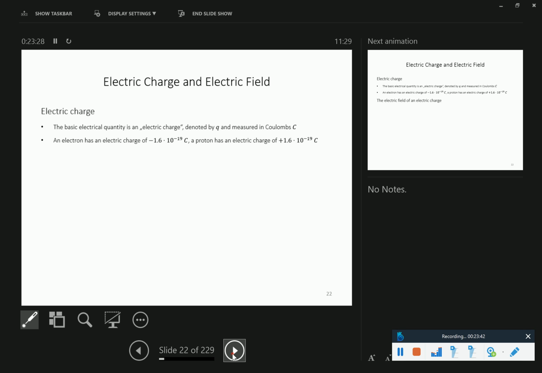And then you might know from your high school physics that an electron has an electric charge of -1.6 times 10 to the power of -19 Coulomb. And an electron and a proton have the same charge, but with opposite signs. So protons are positive, electrons are negative.